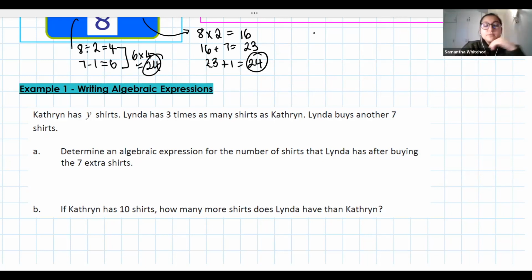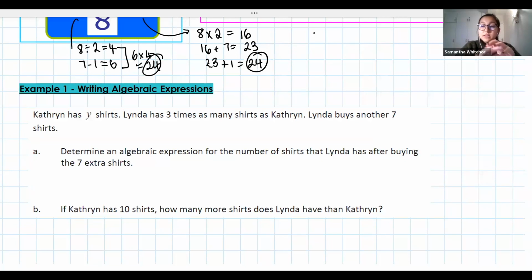All right. So here we've got an example that Catherine has Y shirts. So we don't know how many shirts she has, but she's got Y number of shirts. Linda has 3 times as many shirts as Catherine, and then Linda buys another 7. So we've got a situation going on here. We've got 2 people, Linda and Catherine. Linda has some shirts, Catherine has other shirts, and then Linda's decided she's going to go buy some more.